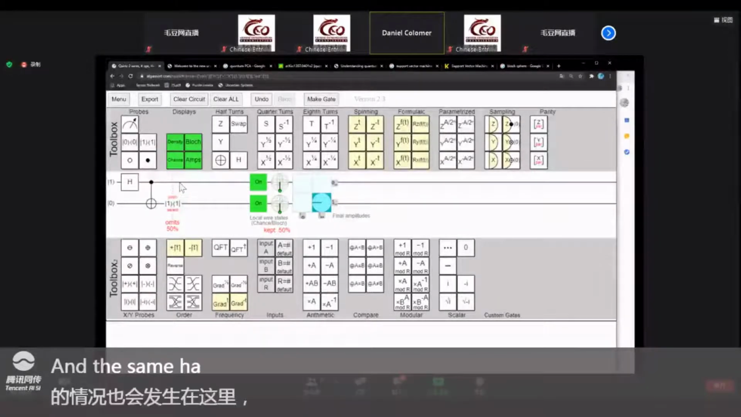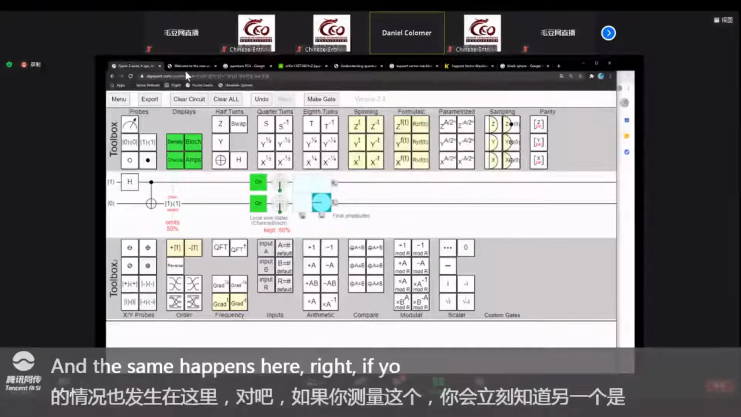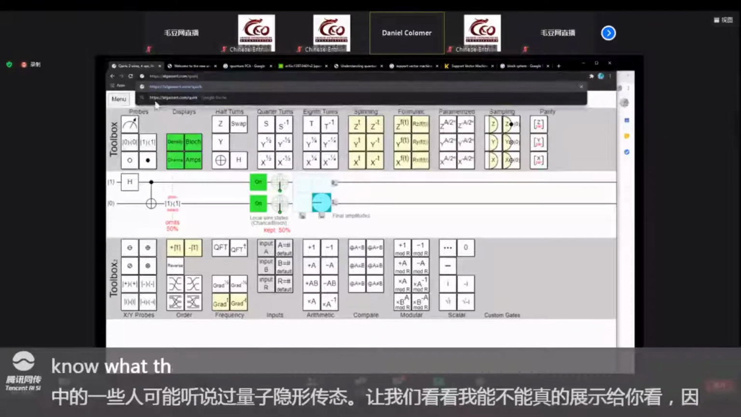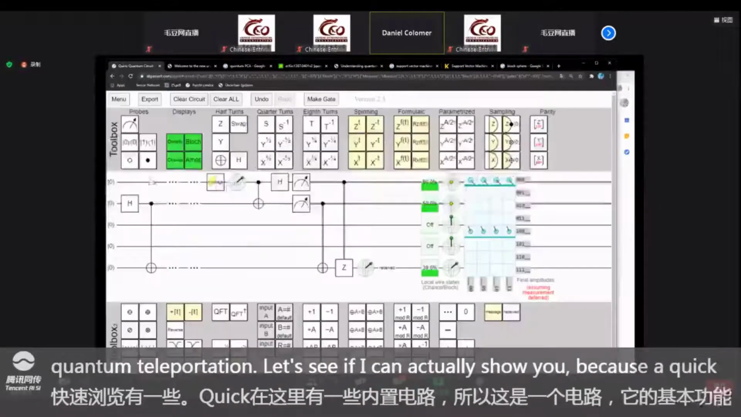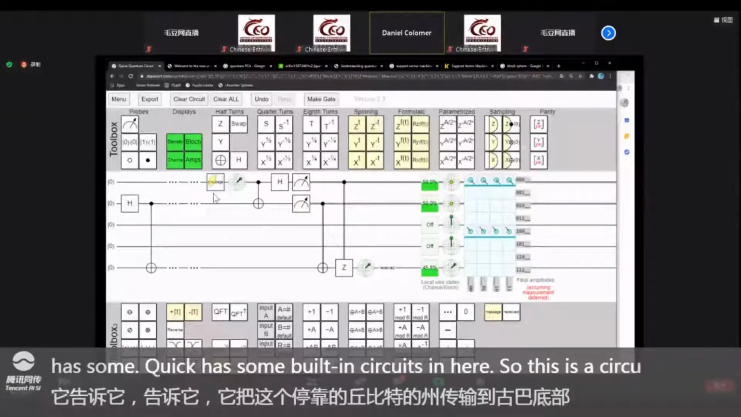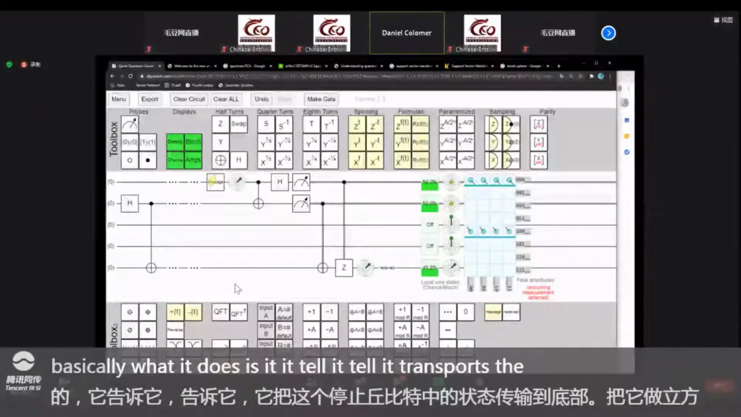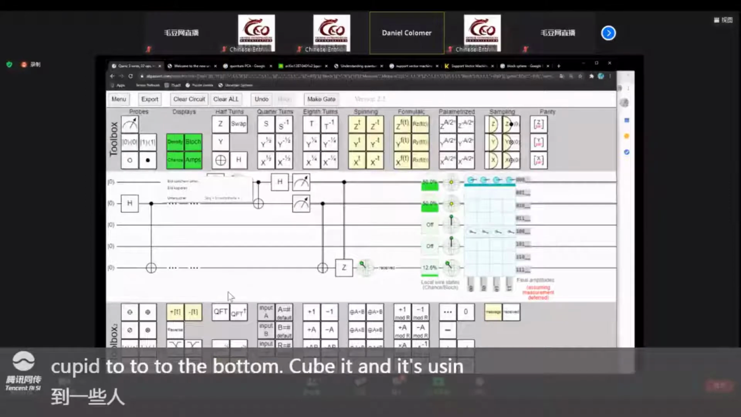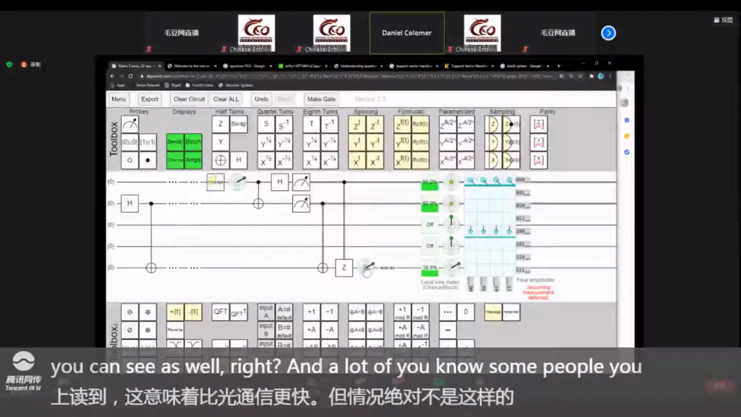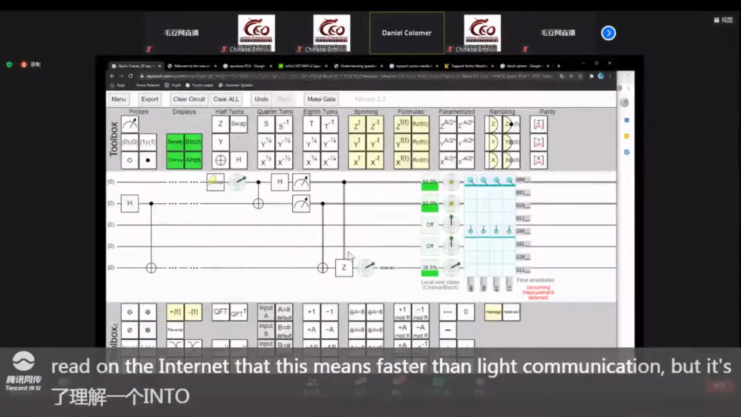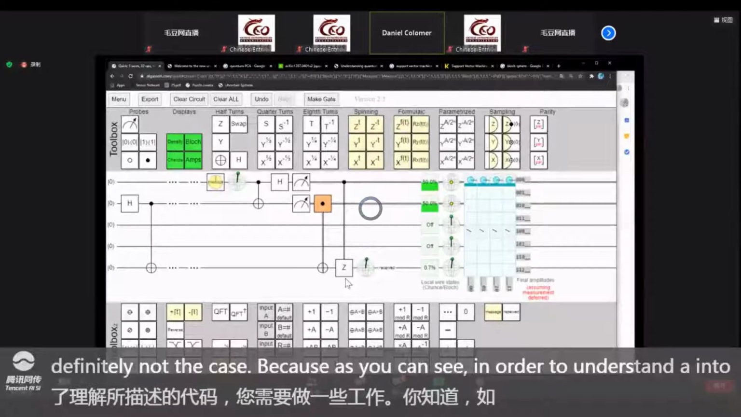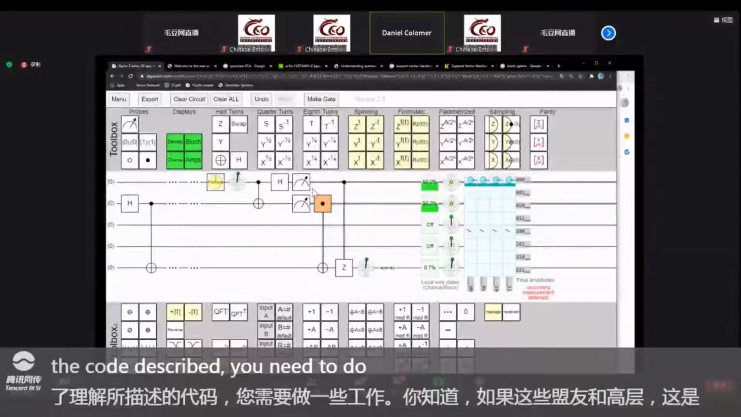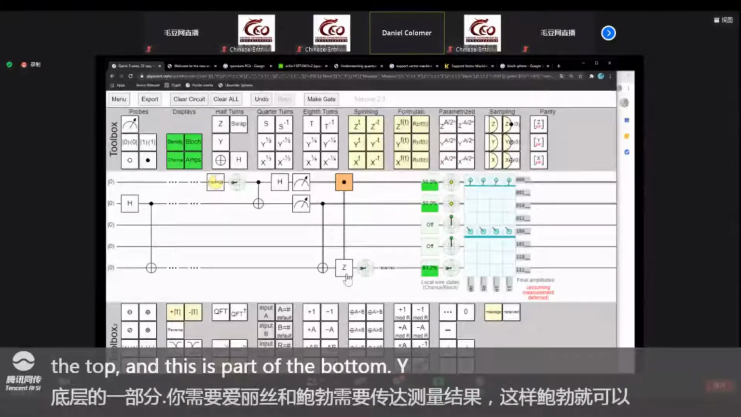Now, some of you might have heard about quantum teleportation. Let's see if I can actually show you, because Quirk has some built-in circuits in here. This is a circuit that teleports a state that's in this top qubit to the bottom qubit, and it's using entanglement, as you can see as well, right? Some people, you might read on the internet, say that this means faster than light communication, but it's definitely not the case, because as you can see, in order to decode this qubit, if this is Alice at the top and this is Bob at the bottom, Alice and Bob need to communicate the results of the measurements so that Bob can correct his qubit.